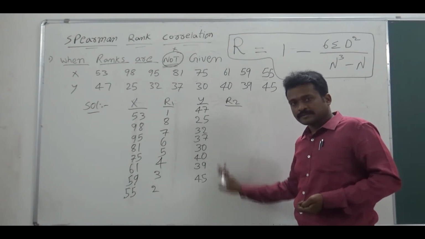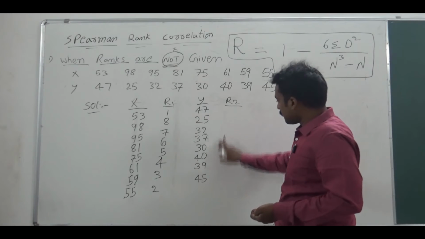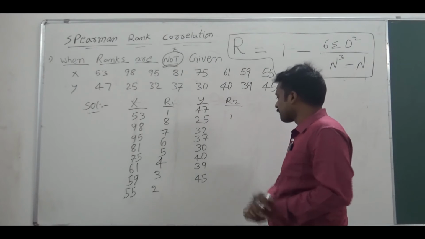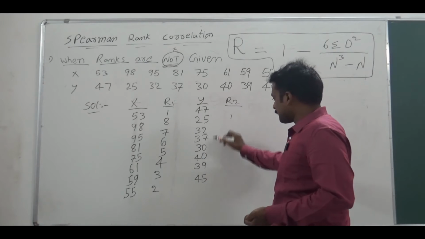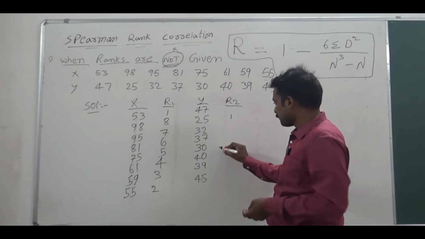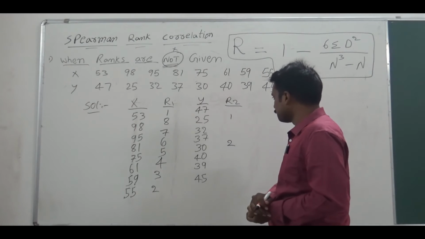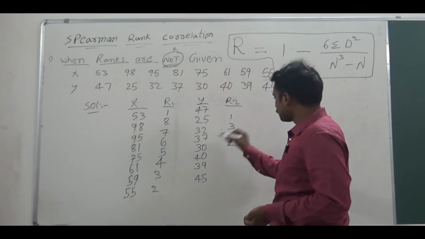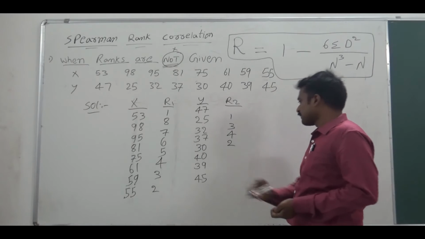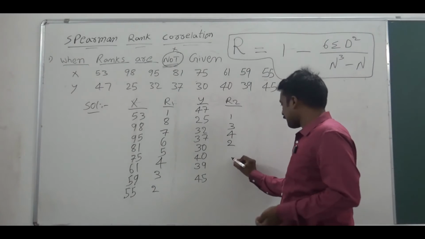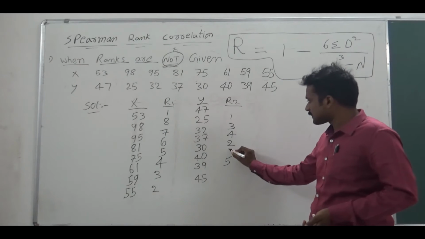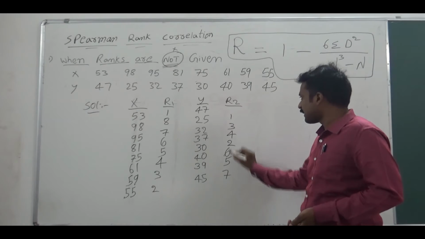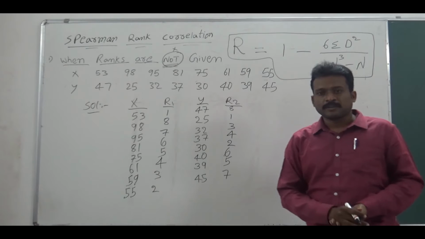So what is the smallest number we are having? It's 25. We just started with 25. So I am giving it rank 1. Okay. The next highest value is 30. I'm giving it rank 2. The next one is 32. I'm giving it rank 3. And then 37 being rank 4. And then 39 is rank 5. 40 is rank 6, 45 is rank 7, and 47 is 8.